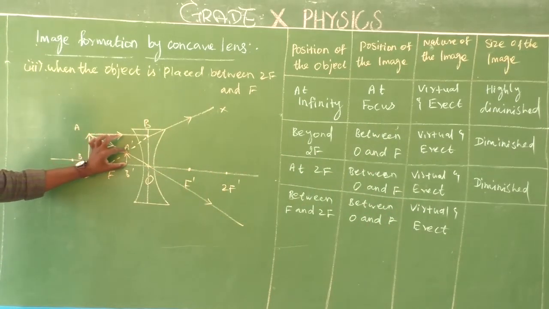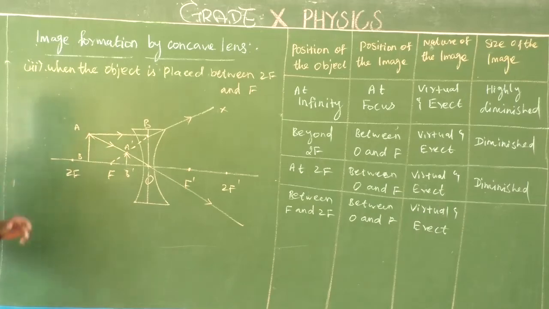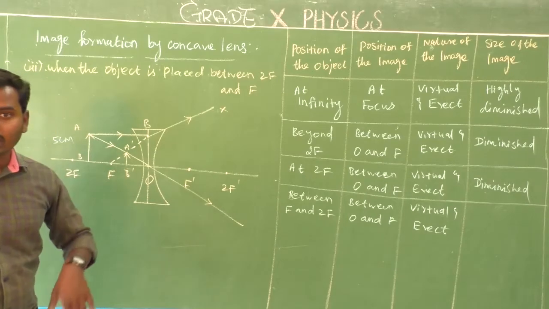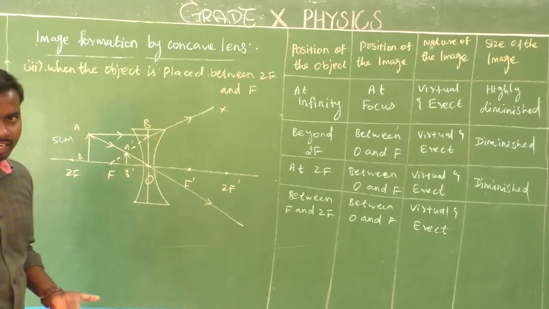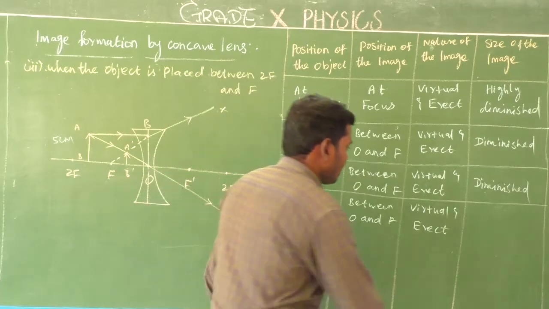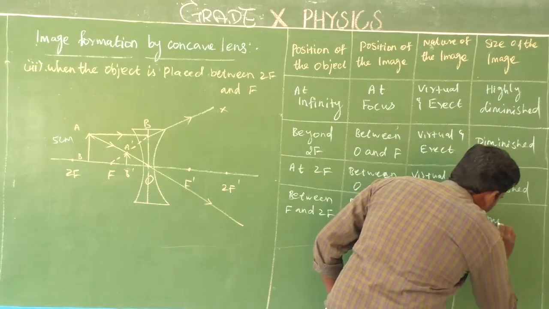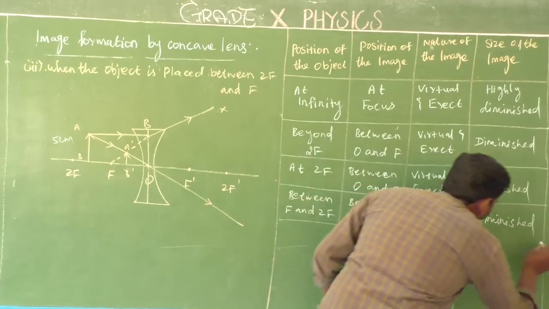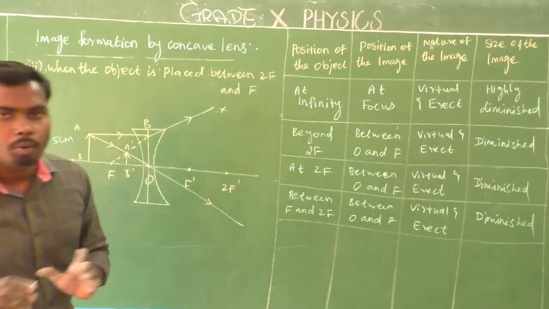The size of the image is smaller than the size of the object. Is it clear? If the size of the object is 5 centimeter, then the size of the image will be lesser than 5 centimeter. It may be 3 centimeter, 1 centimeter, 4 centimeters, whatever it is. So the size of the image is considered as diminished. Am I right? Yes, that's all. The 4 positions completed.